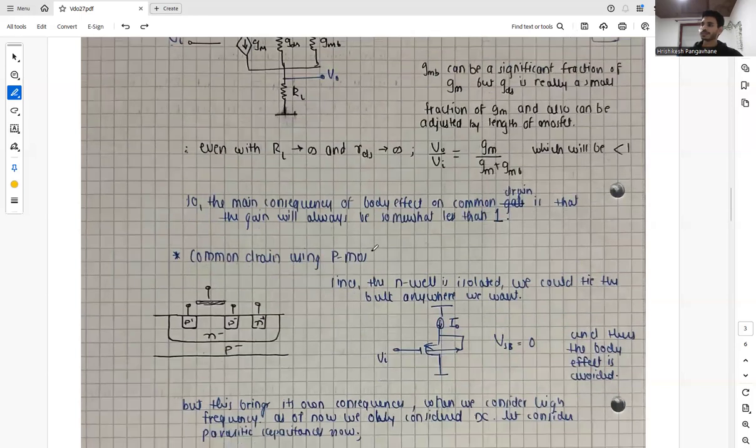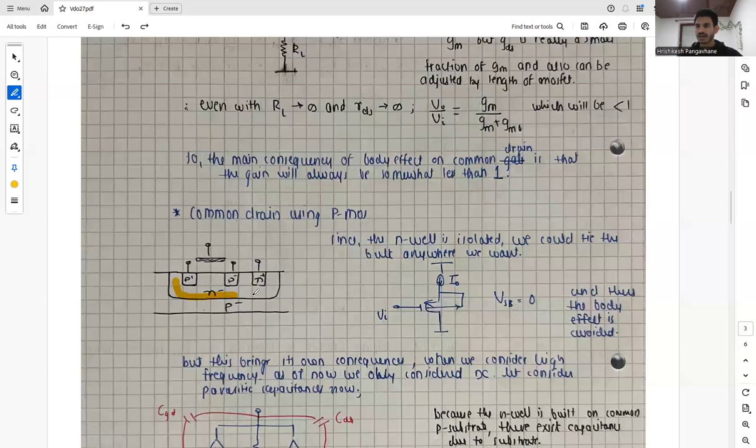So now to reduce this kind of body effect, or the attenuation, what we can do is realize a common drain using a PMOS, and we know that we dig an N well to make a PMOS. So the body is isolated from the P substrate, or maybe we can say not isolated, but connected to the highest voltage. And since the N well is isolated, we could tie or connect the bulk anywhere we want. So what if we tie our bulk to the source itself to make VBS 0? Thus the body effect is avoided.